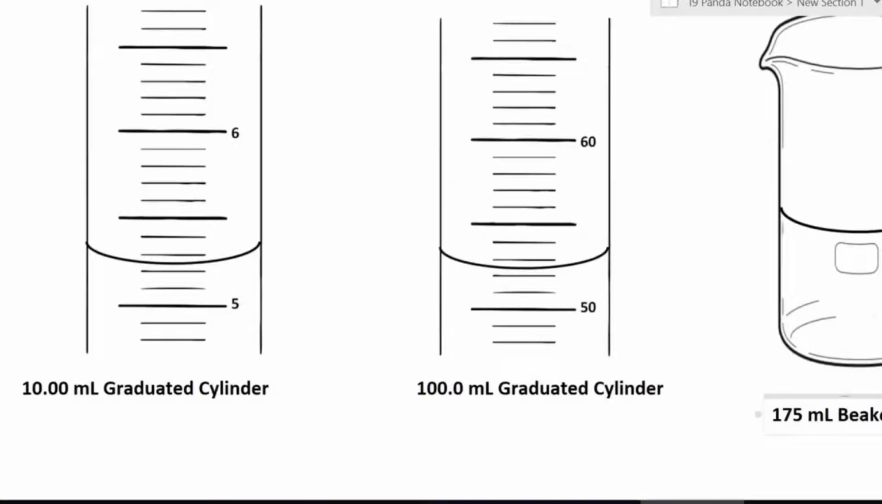For example, we are going to look at this picture with a 10.00 milliliter graduated cylinder. Before we start, the formula is the difference divided by the number of increments. So the difference, 6 minus 5, will be 1. That's your difference, divided by the number of increments.